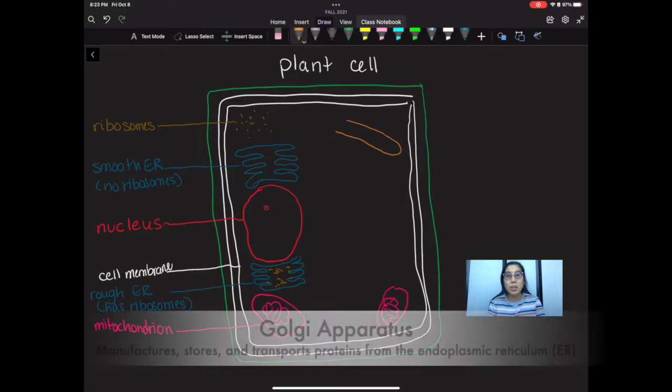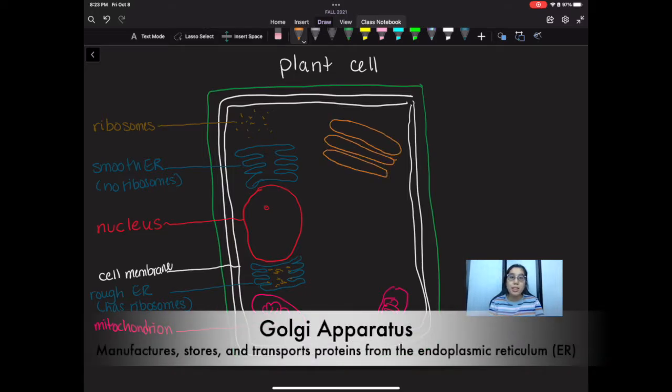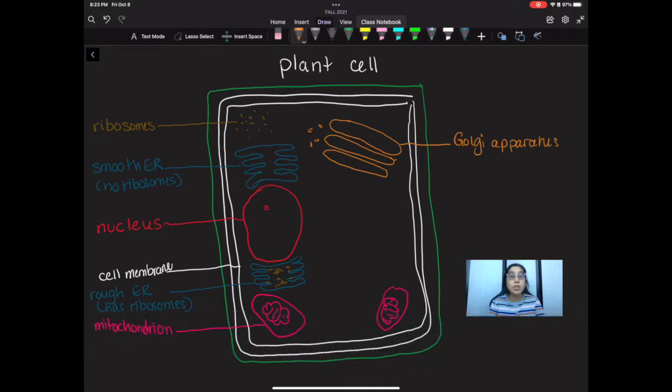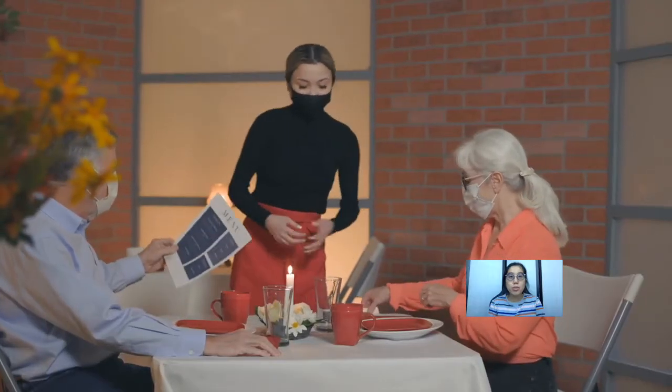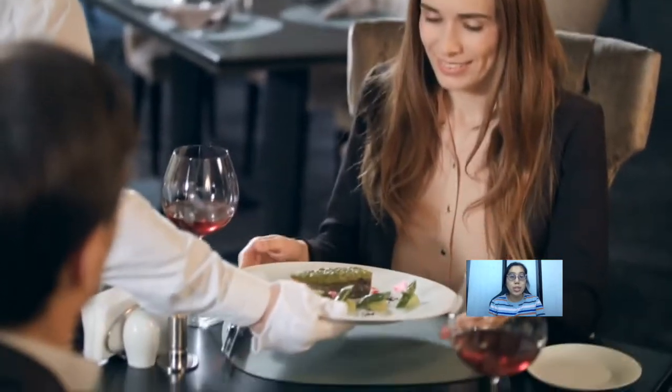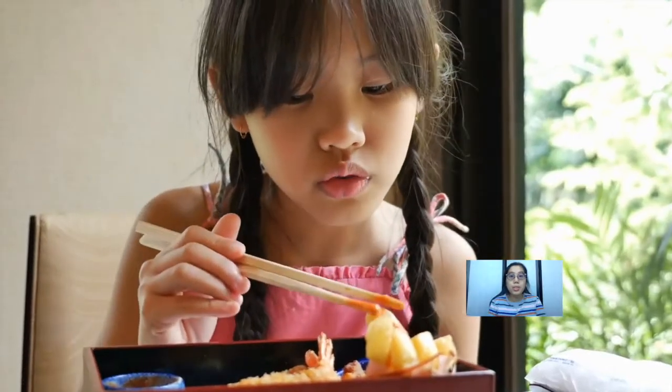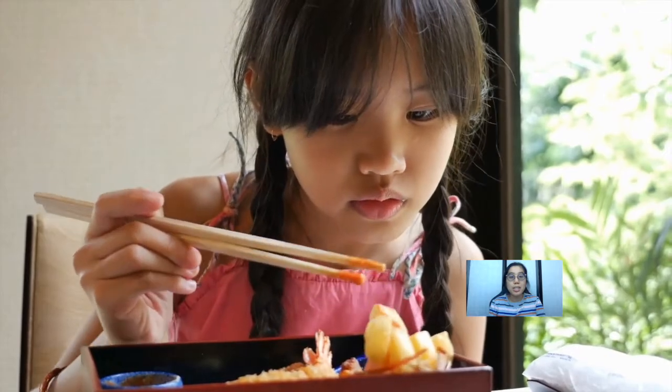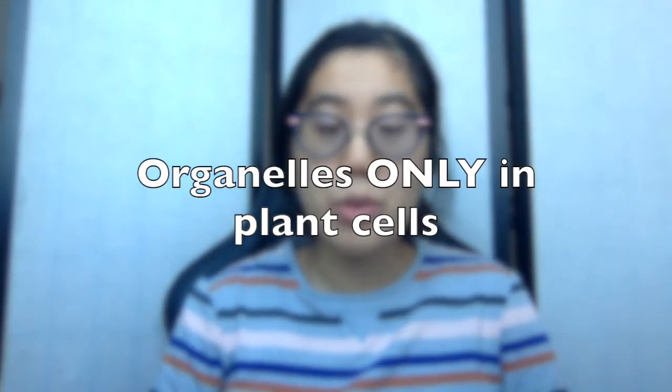Next, we have the Golgi apparatus. It manufactures, stores, then transports proteins that come from the endoplasmic reticulum to other parts of the cell. It's like the chefs and servers in a kitchen. The chefs cook the food, they store it if necessary, while the servers will take the food and deliver it to the customers. The next 3 organelles can only be found in a plant cell. You won't be able to find them in an animal cell.